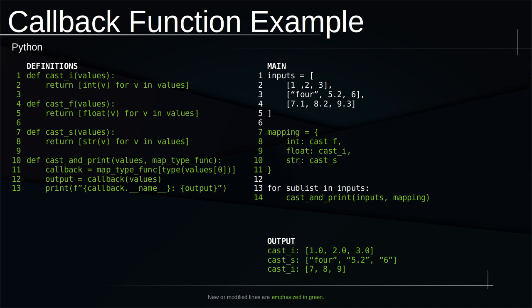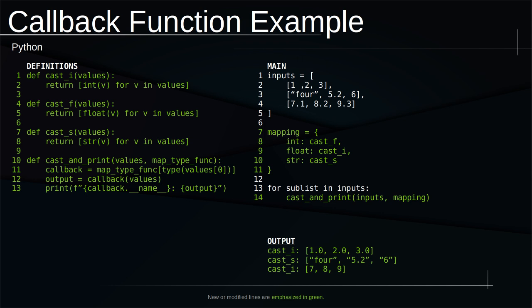So what changed? Looking at our definitions in the top left, we see that we've converted all our castX and print functions to just castX. We have casti, castf, and cast_s. These functions are only returning casted values and nothing more. However, starting on line 10, we have a new function, cast and print.